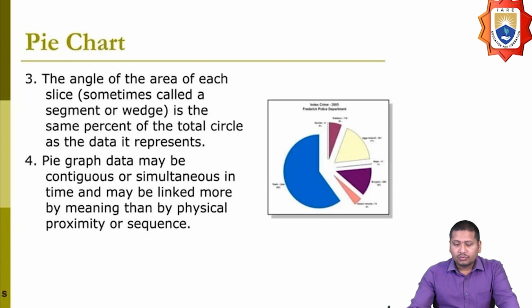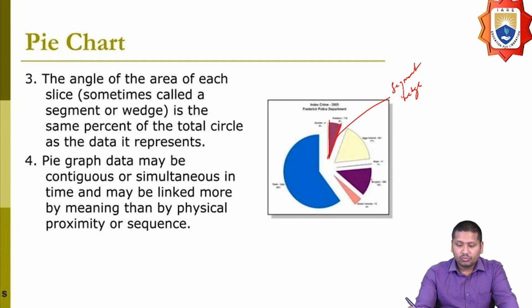So the angle that I obtain, what we call a segment here, or I can call it a wedge. This pie graph may be in contiguous form or simultaneous, which is shown in time, and may be linked by meaning rather than physical proximity or the sequence.